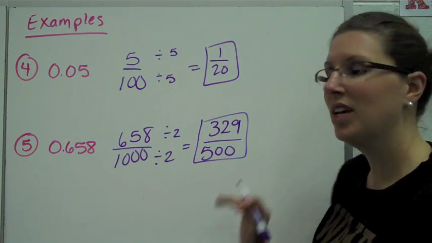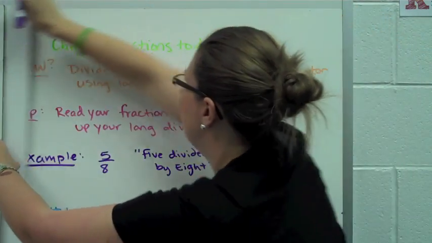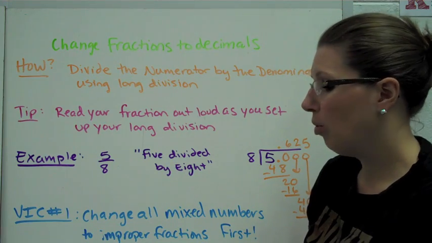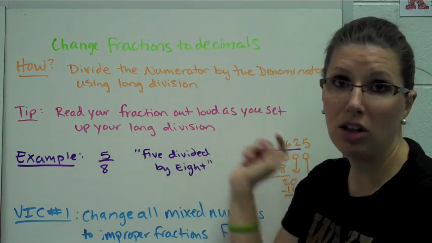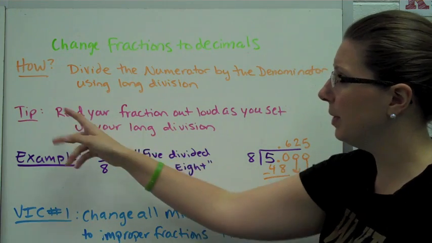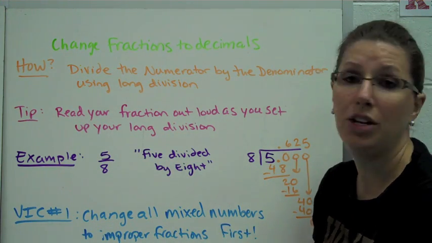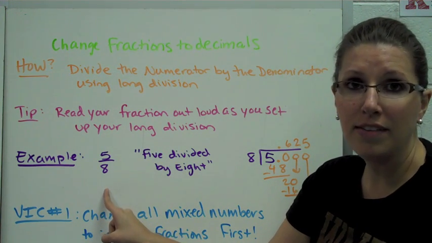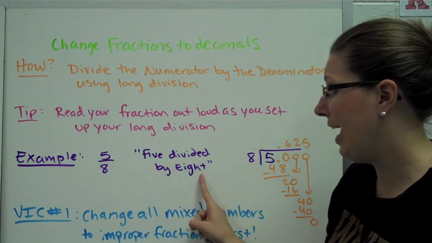I hope so. Okay, we're moving on, and we're going to talk about now changing fractions to decimals. How do we do that? We're going to divide the numerator by the denominator using long division. A tip would be to read your fraction out loud as you set it up in your long division. For example, we have this fraction here, 5/8, but we can also read it 5 divided by 8.